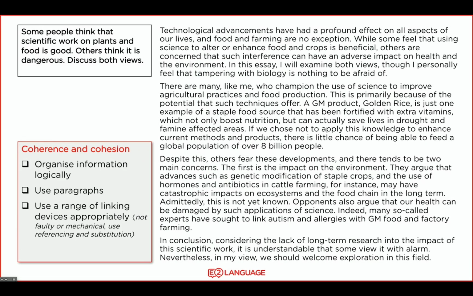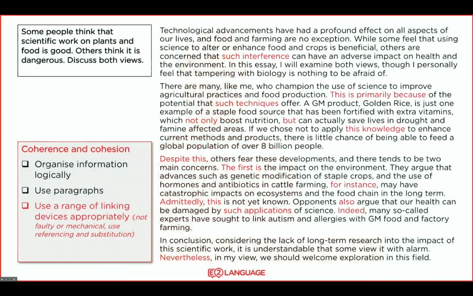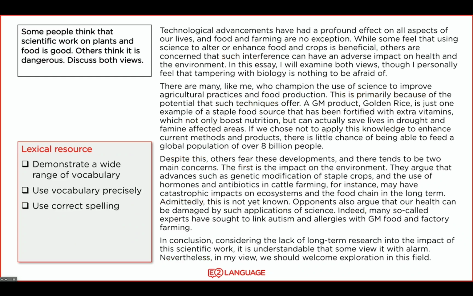Okay, now let's look at coherence and cohesion. Did I organize my information logically? Did I use paragraphs? And did I use a range of linking devices appropriately? Well, if you look closely at the essay, you can see that I've used not just discourse markers like however or although, but I've also used a range of pronouns that refer back to different parts of the essay or different information, like such interference, this is primarily because, such techniques, not only, but this knowledge, despite this, the first is. You can see that by using these words, it creates a really nice readable structure for your essay.